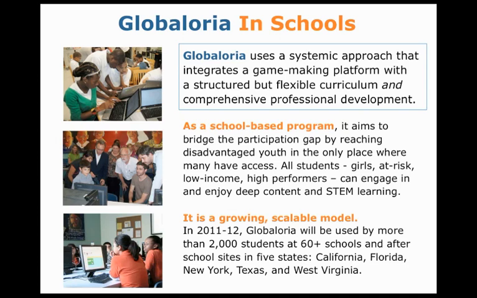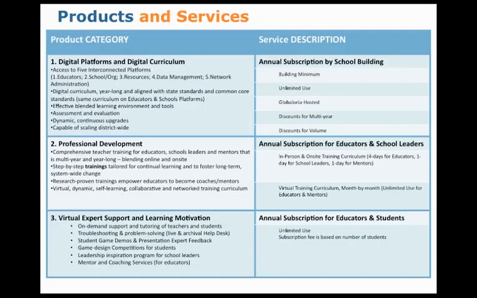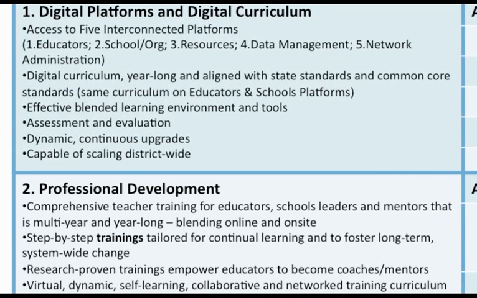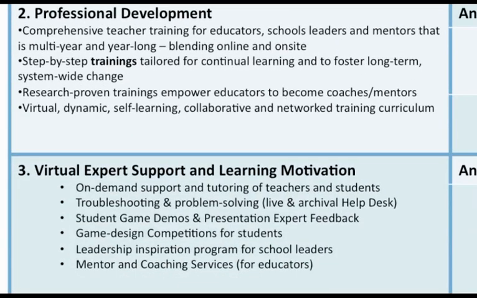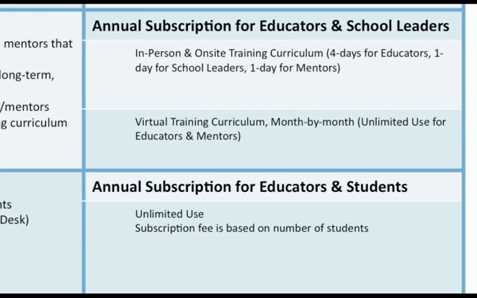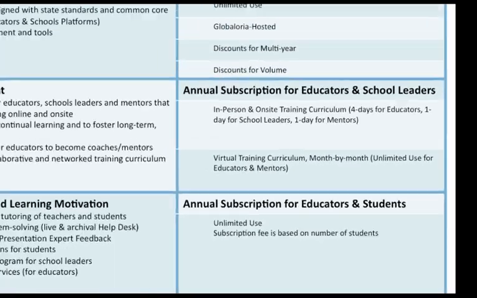Globaloria requires a 1-to-1 student-to-computer ratio and high-speed internet access every day. Most schools have or want a reason to establish this infrastructure. The 3 core components of Globaloria's approach that scaffold successful usage in schools are our digital sharing platform with a game design curriculum, our extensive professional development program for educators, and our ongoing virtual support of educators and students throughout the school year. Annual subscriptions by school building for students, educators, and school leaders provide unlimited access to these foundational elements of the program. Everything is built to scale up seamlessly as the program grows within a school system.